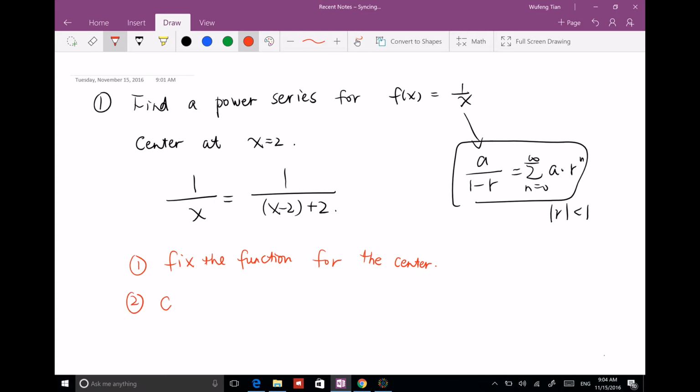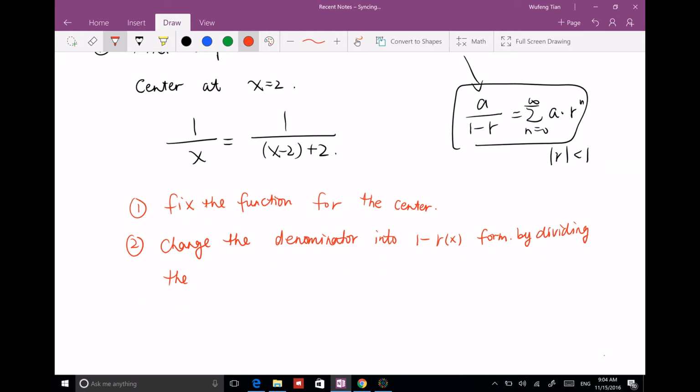Second, change the denominator into 1 minus something, the 1 minus r x form, by dividing the numerator and the denominator by a constant c. So we have 1 over x is 1 over x minus 2 plus 2.